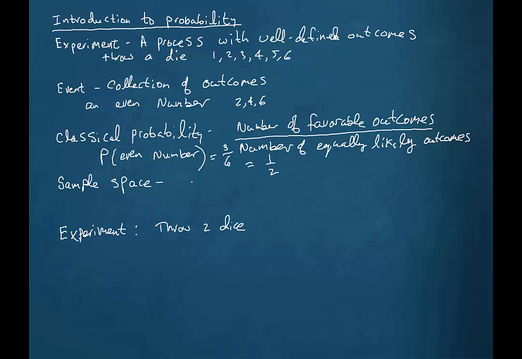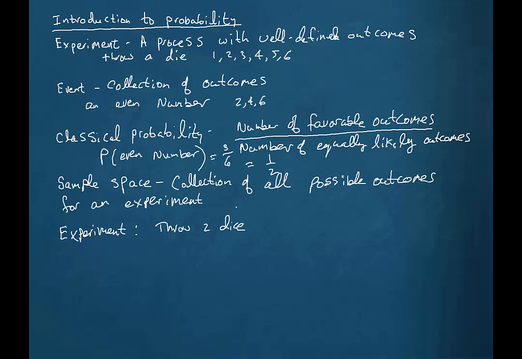A sample space is a collection of all possible outcomes for an experiment. We've already defined the sample space for the above experiment where we throw a die. That would be throwing a 1, a 2, a 3, a 4, a 5, or a 6, and there's the sample space. Now let's consider the experiment throwing 2 dice. And let's list the sample space.